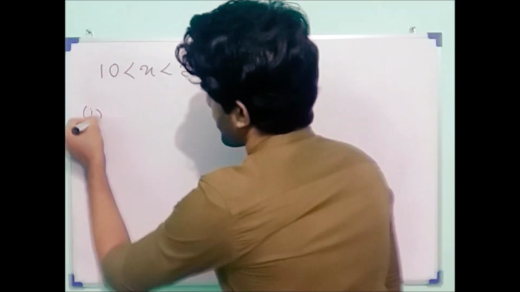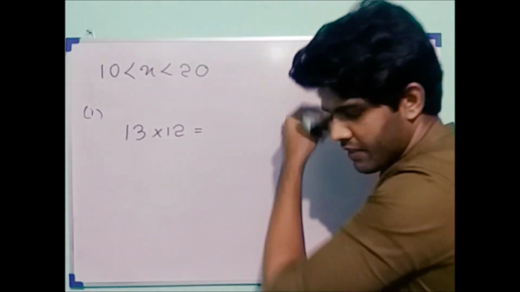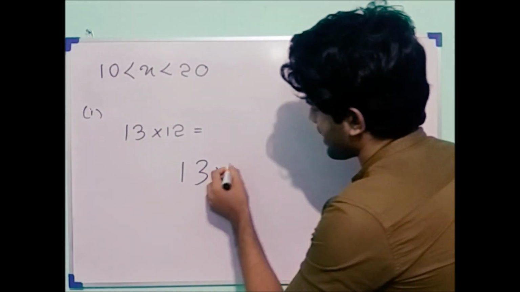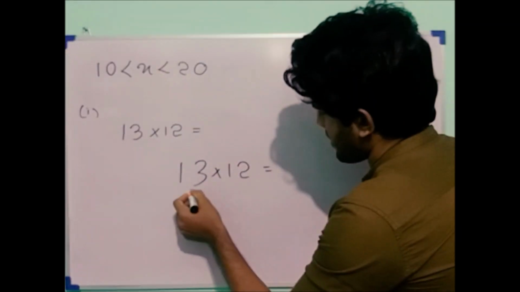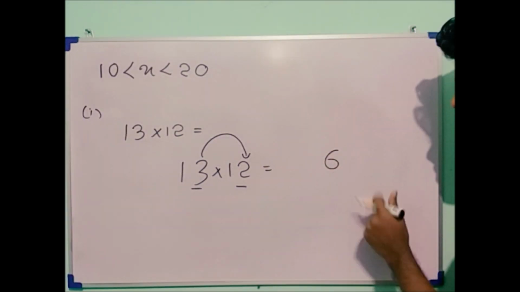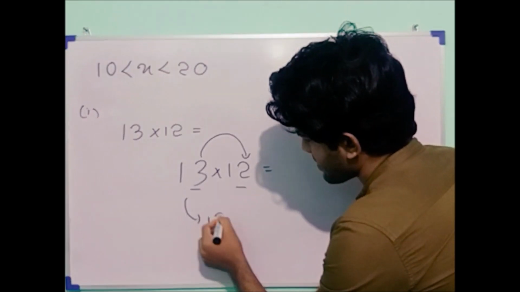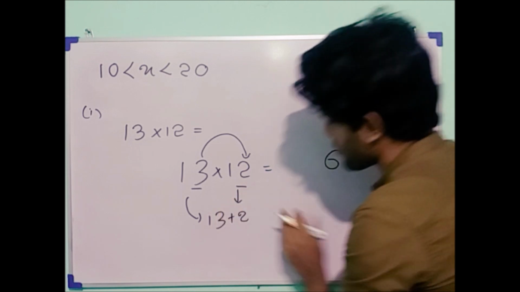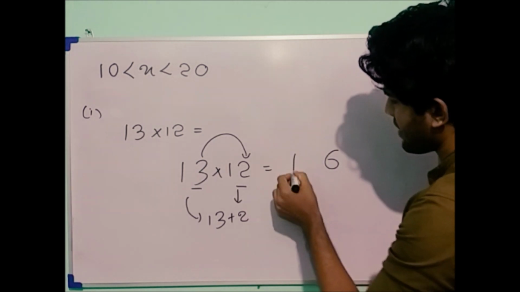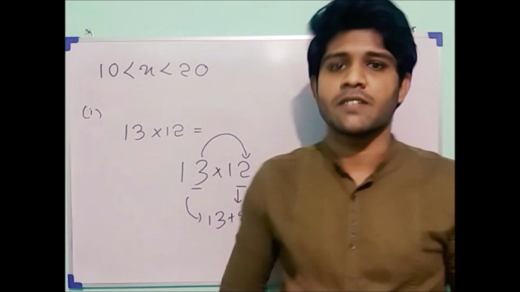The first one, you have to multiply 13 by 12. Okay, this is our example. What is the method? We can write it like that. The first step is multiply 3 by 2. The answer is 6. Okay, this is our first step. After that, add this 13 and this 2. The answer is 15. Trust me guys, this is the answer. You know, it is a very simple trick.